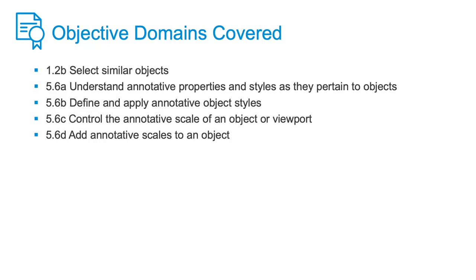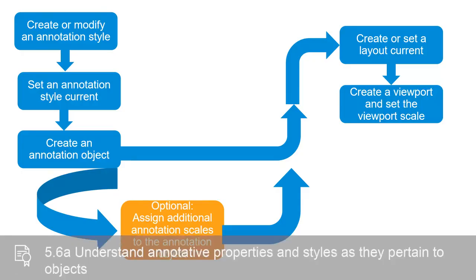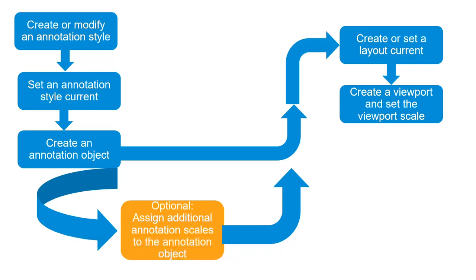Annotation objects are defined by specifying a paper height or scale, and then the annotation scales at which they should be displayed. An annotation object can have multiple scales assigned to it, and each scale representation can be moved independently. Each viewport on a layout is assigned an annotation scale.